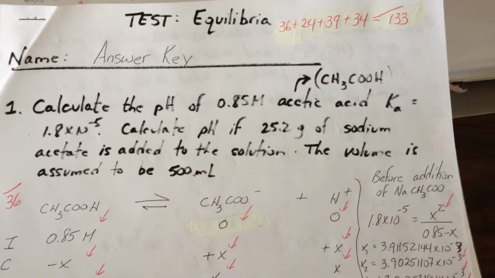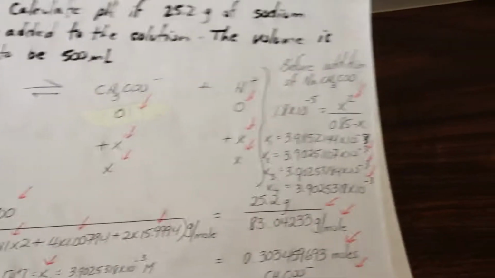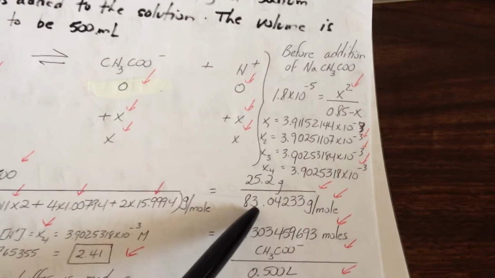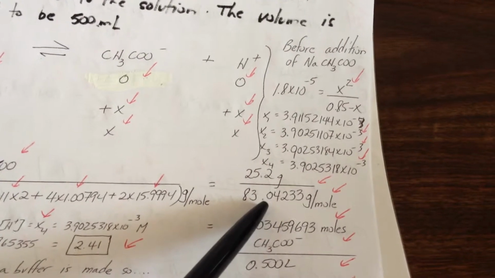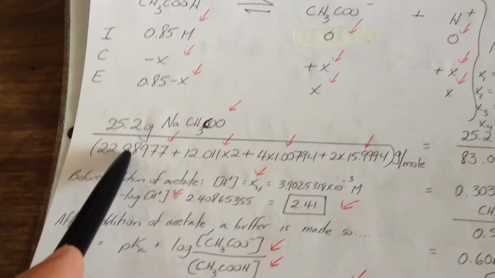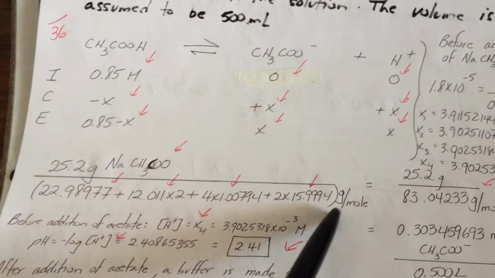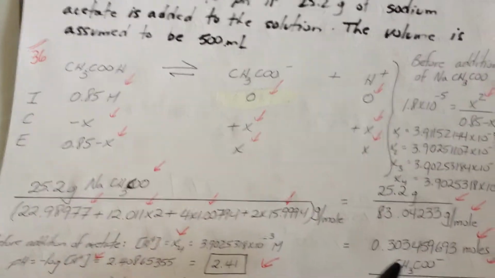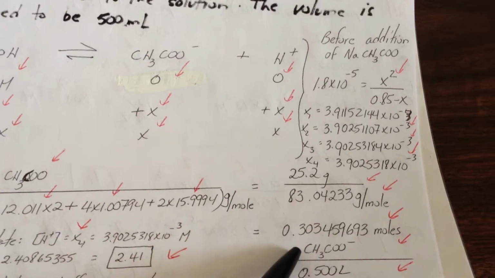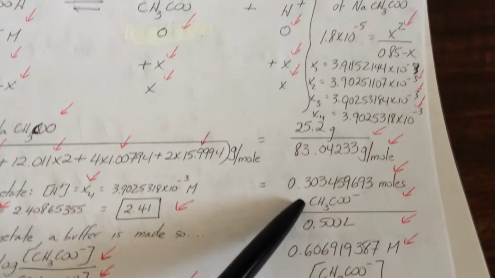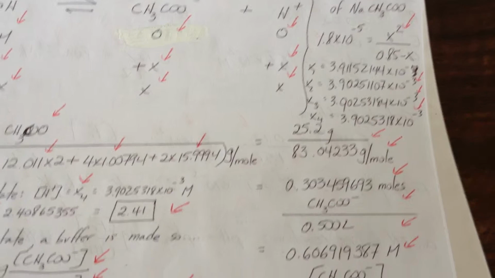We add 25.2 grams of sodium acetate. And here I calculate how much sodium acetate that is. That's the molar mass of sodium acetate, which I calculated over here. Here's the mass of sodium, mass of carbon times 2, a mass of hydrogen, a mass of oxygen times 2. So we have 0.303 moles of sodium acetate.